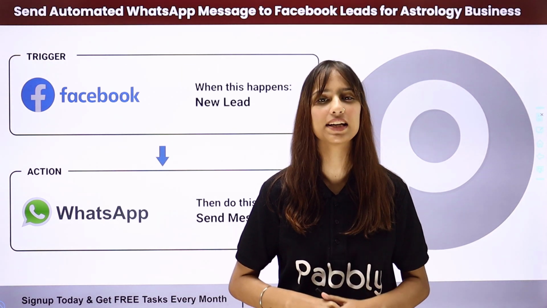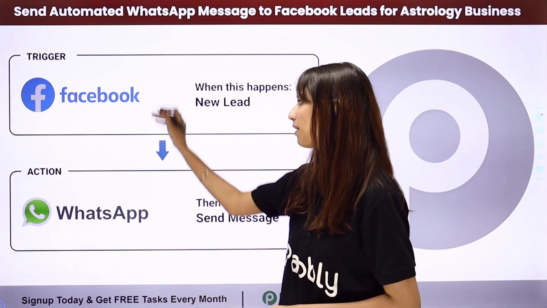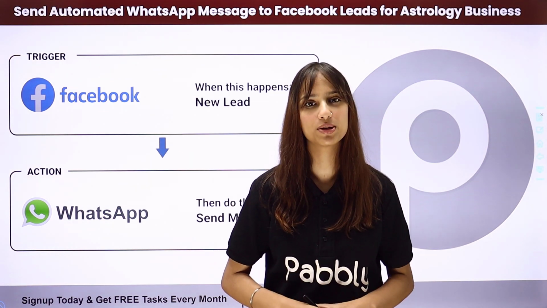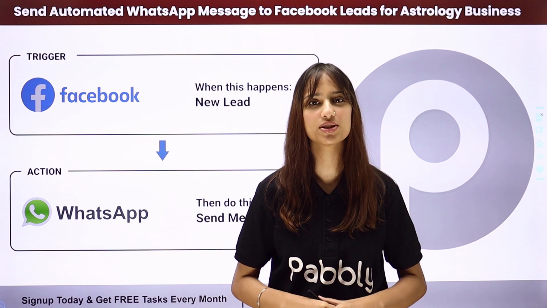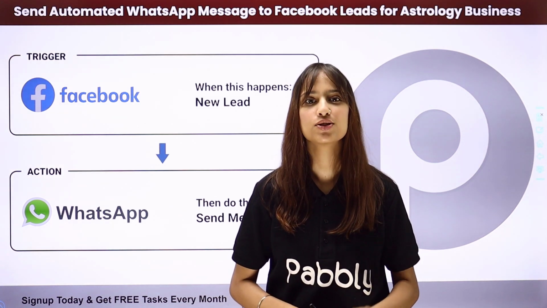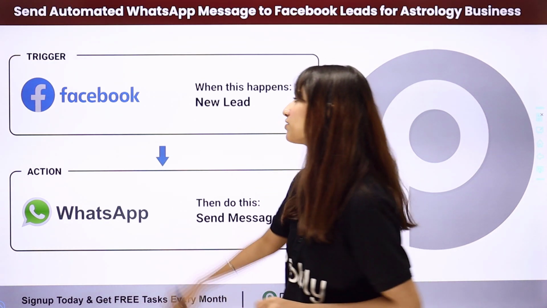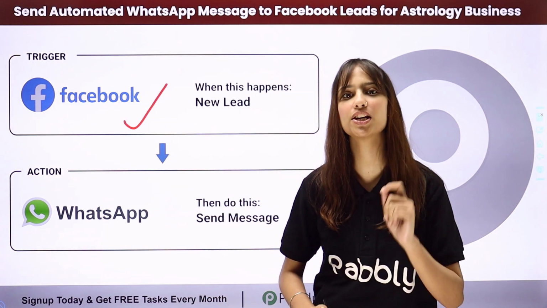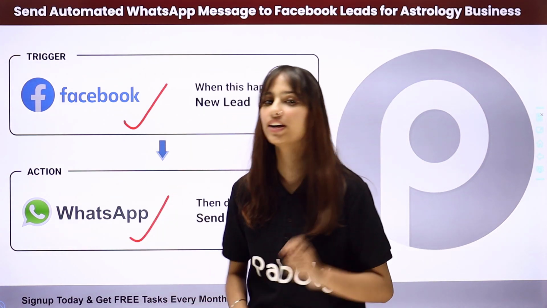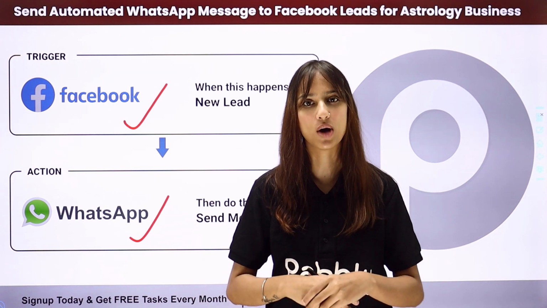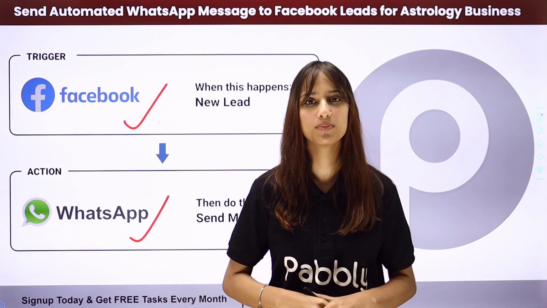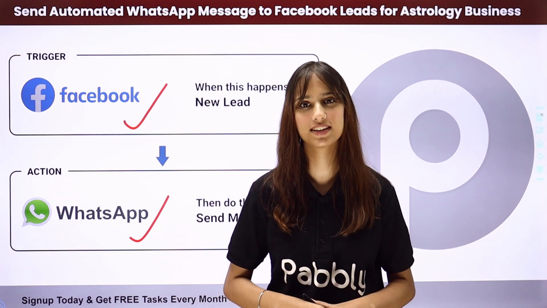So now to do this, I need to build an integration between these two applications, for which I will be using this amazing integration and automation software, that is Pabbly Connect. So now to do this, here my trigger application will be Facebook and my action application will be WhatsApp. So here to send the WhatsApp message, I am using Vati. So if you want to learn more about this integration, follow me through the screen.